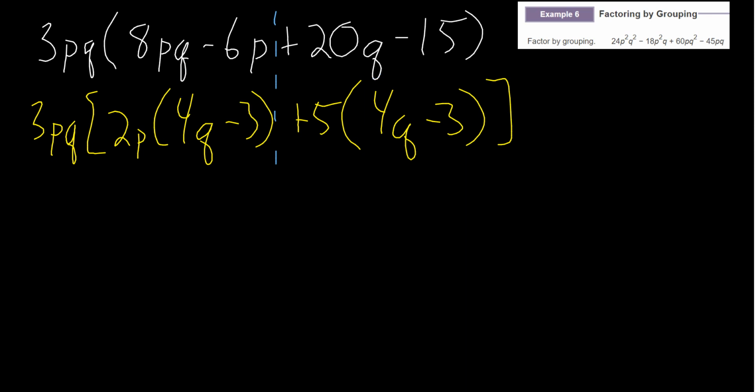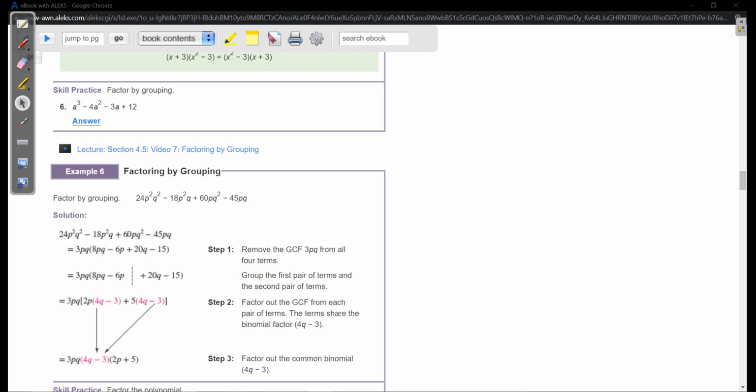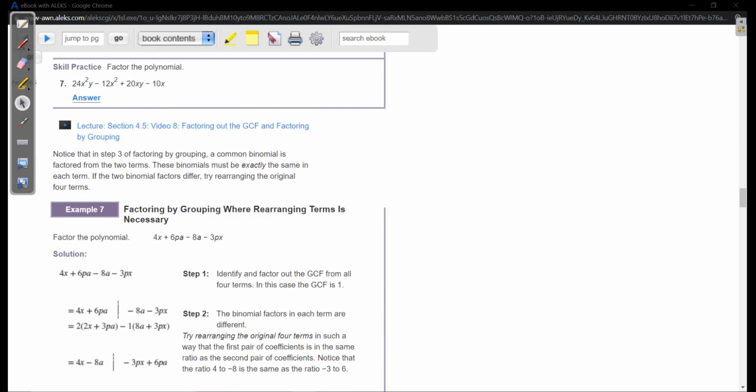So now I can just simply rewrite this as 3, and again, remember this 3pq comes down, and it's going to be 4q minus 3 times 2p plus 5. Okay, so that wasn't actually as bad as I thought it'd be. But that is factor by grouping there. I guess the main takeaway here is don't make that mistake I just made. Don't try to tackle this whole thing. Make sure you factor out of the whole problem before you start diving in.